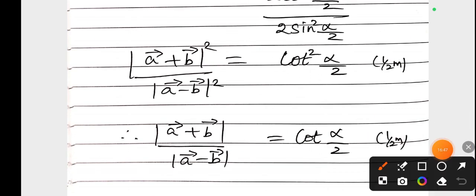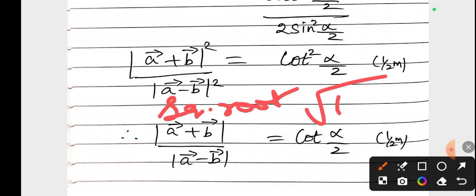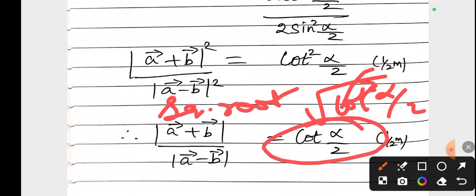Then you know what we're going to do. We're going to remove the square root by taking square root on both sides. When doing square root, root over cot square alpha by 2 will come. So the square and square root get cancelled and we are getting cot alpha by 2.